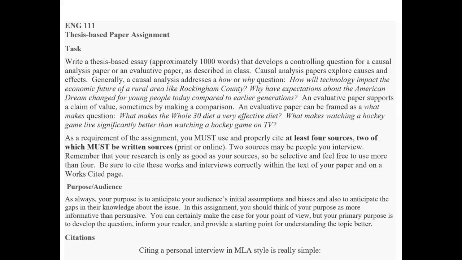Now, an evaluative paper supports a claim of value, sometimes by making a comparison. An evaluative paper can be framed as a what makes question. So what makes the Whole30 diet a very effective diet? What makes watching a hockey game live significantly better than watching a hockey game on TV? So again, there's more than one answer to these questions.